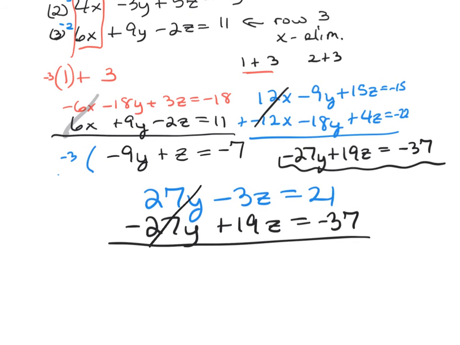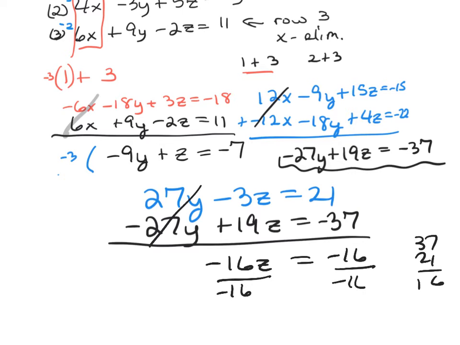The y's cancel like what I wanted. I get -16z is equal to 37 minus 21, which is -16. Divide, and z equals +1. Pretty good so far?